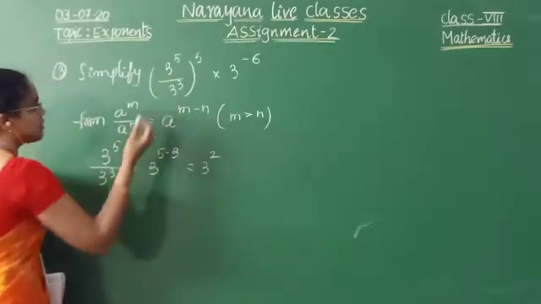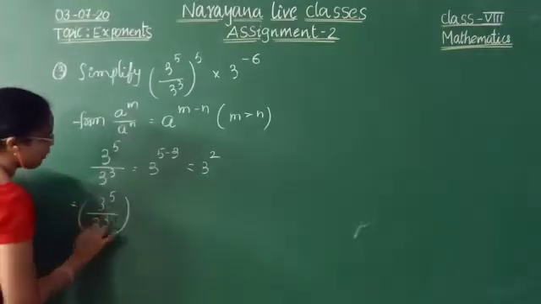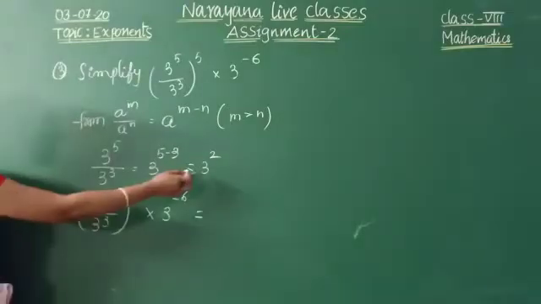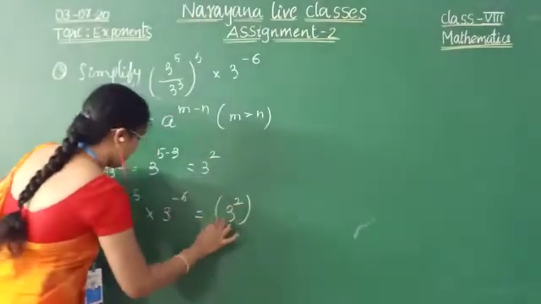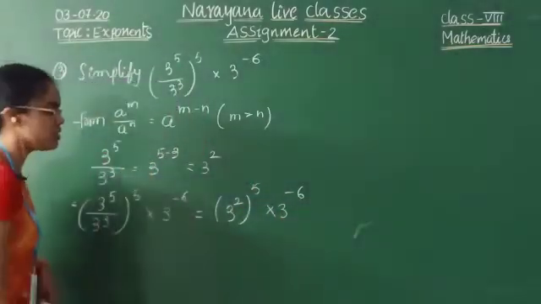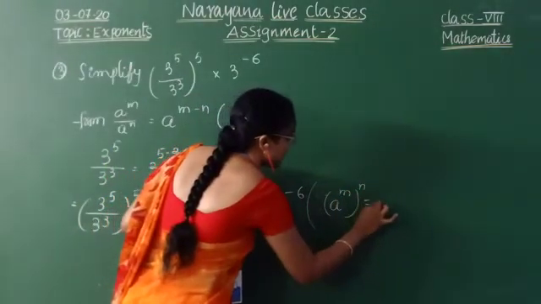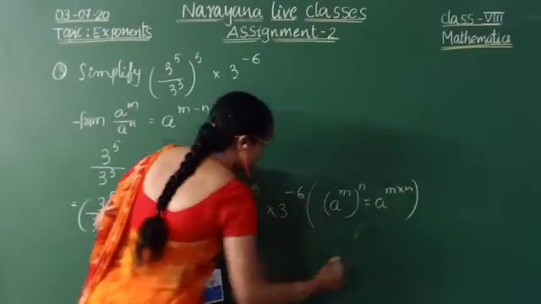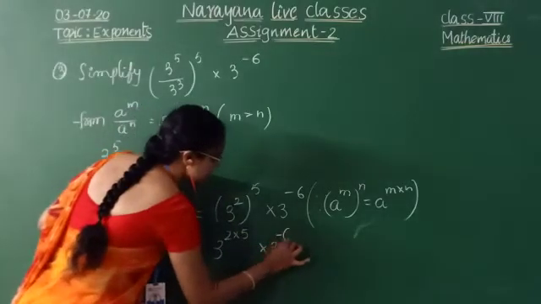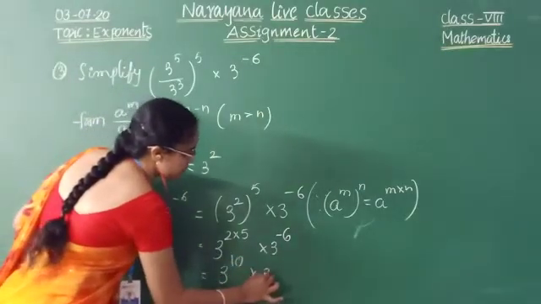Now you have to substitute the 3 square value here. So 3 power 5 by 3 power 3 whole power 5 into 3 power minus 6. In the place of 3 power 5 by 3 power 3, we take 3 square whole power 5 into 3 power minus 6. And another formula we have, which is A power m whole power n is equal to A power m into n. So by using that formula, 3 power 2 into 5 into 3 power minus 6. So 3 power 2 into 5 is 3 power 10 into 3 power minus 6.